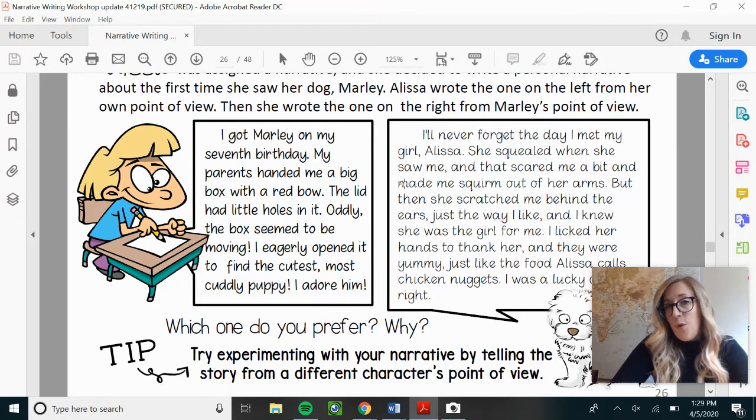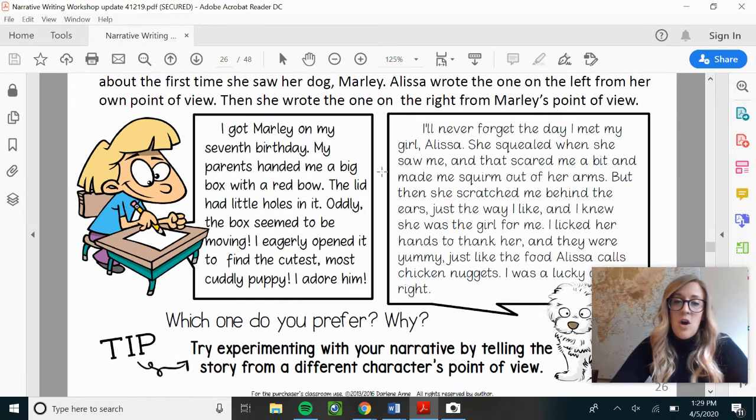So that's interesting. It's both first person point of view, but point of view of the person versus point of view of the dog. That will be a fun thing for you to do when we start telling our stories, determining whose point of view you'd like to tell it from.